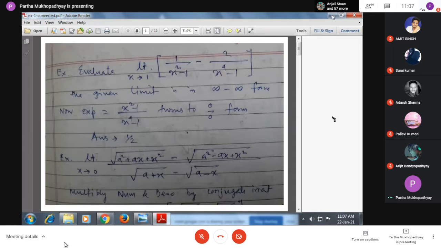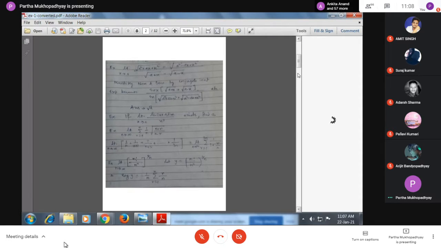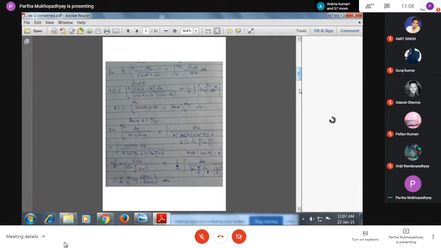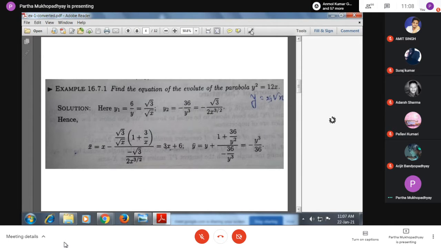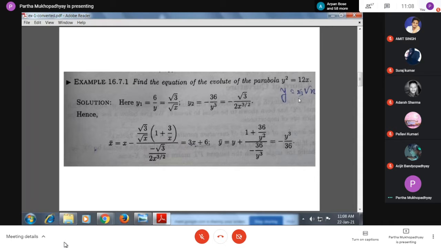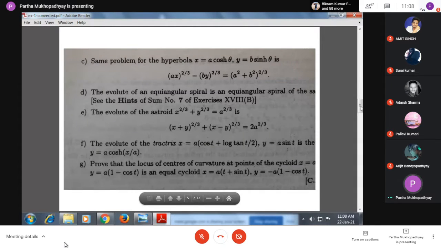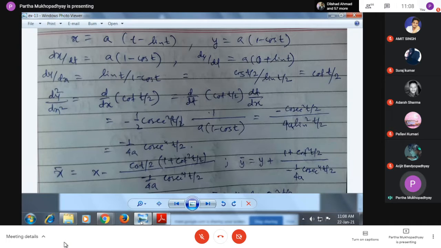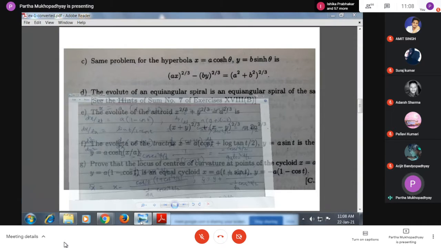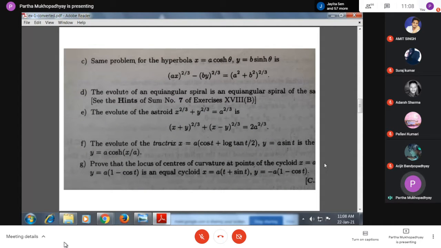Okay, so this one was discussed, this problem, problem number G. Everybody can see it. Prove that the locus of centers of curvature at points of the cycloid x is equal to, basically there is a printing mistake, it should be a into t minus sin t. Please write it in your note. x is equal to a into t minus sin t, and y is equal to a into 1 minus cos t.